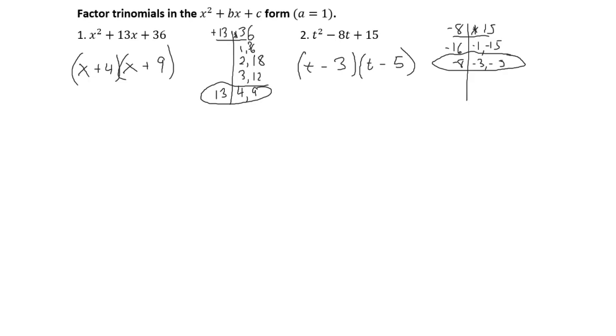And we can always check t times t squared, negative 3 times negative 5, positive 15 in the back. Middle terms give us negative 3, outer terms give us negative 5. All right, let's look at another example.